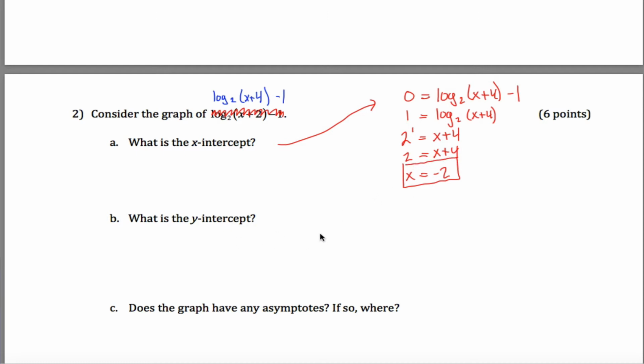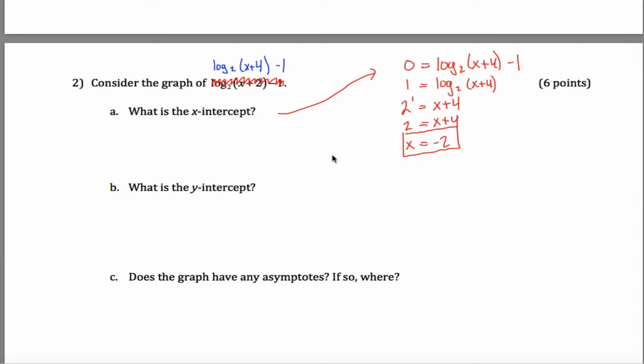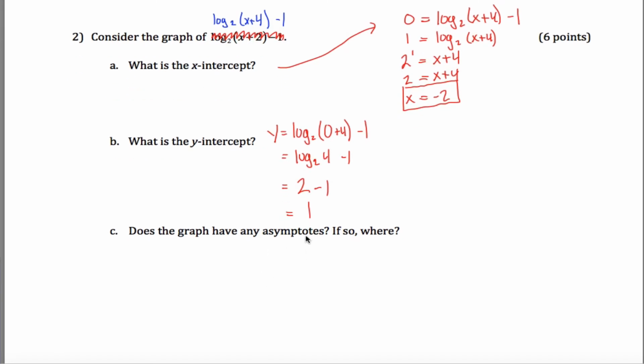When I'm trying to figure out the y-intercept, the logic is pretty similar, except now instead of the y-coordinate being set equal to 0, it's the x-coordinate that's set equal to 0. So y equals the log base 2 of (0 plus 4) minus 1. That's the log base 2 of 4 minus 1. The log base 2 of 4 is just 2, because 2 squared is 4. So I get 2 minus 1, which is 1.